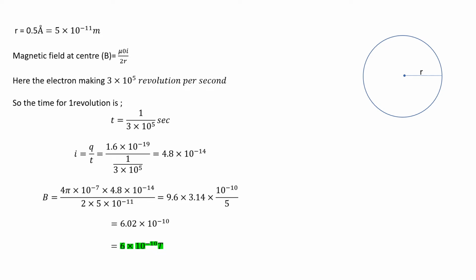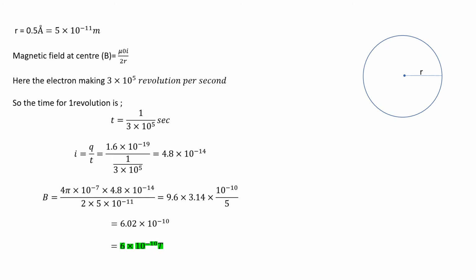Here it has been given in the question that the radius is 0.5 angstrom, that is equal to 5 into 10 to the power minus 11 meter. Magnetic field at the center is B is equal to mu naught I by 2R. That is the formula. Here the electron is making 3 into 10 to the power 5 revolutions per second. So the time for one revolution will be T equal to 1 by 3 into 10 to the power 5 second.